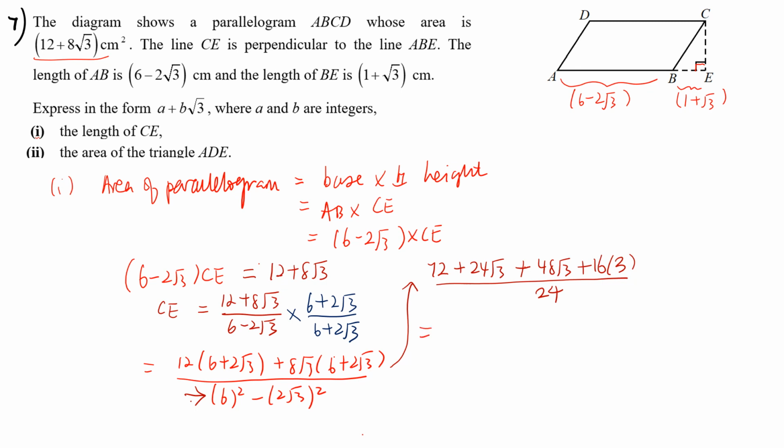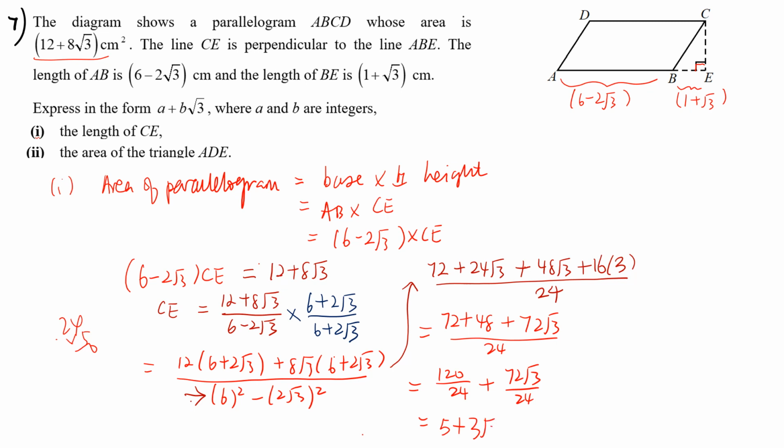Let's simplify further. So I will have 72 plus 48. That will give me 4 by 6, 72 square root 3 over 24. Simplify further. 72 plus 48 will give you 120. You can separate them into two fractions. 120 divided by 24. How much would that be? Is it 5? 24 times 5. Oh yeah, it's 5. 72 divided by 24, is that 3?